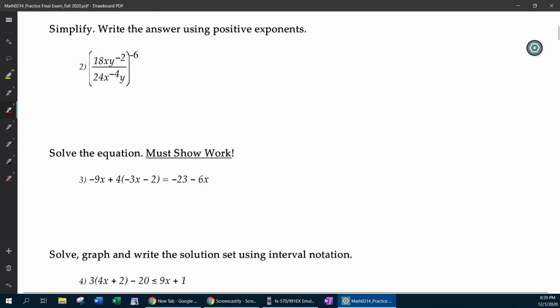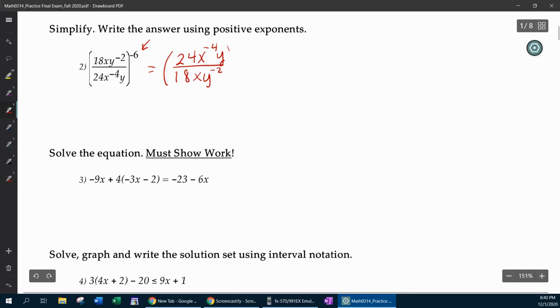Number 2, simplify. And the first thing I notice is that this exponent outside the parentheses is negative. So the first step that I'm going to do is flip the fraction over, and that'll make the 6 positive. Notice that I'm not changing anything inside the parentheses except that I'm flipping the fraction over. And that is a property of exponents that says if you have an entire fraction to a negative power, if you flip the fraction, it makes the exponent positive.